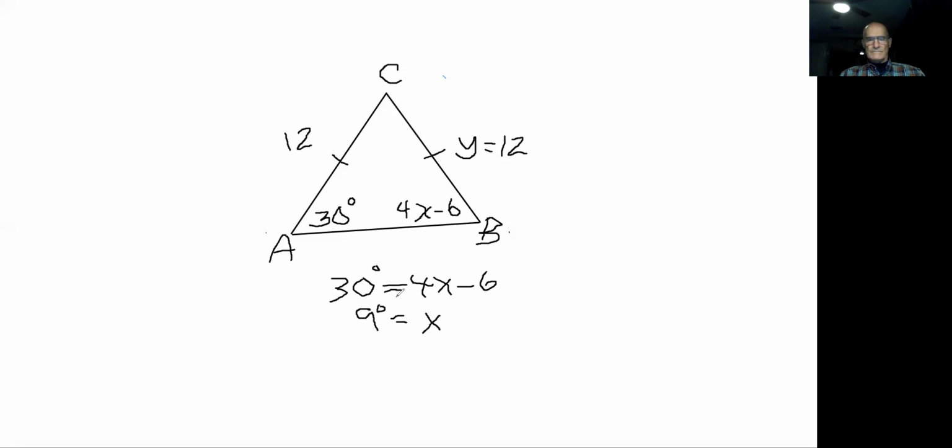Now, it's not 9 degrees. X is equal to 9, okay? Now, if I know the way the isosceles triangle works here, if this is 30, that means this is 30. So these two add to 60. So that means this top angle up here would be 120 degrees, because the three angles in the triangle have to add up to 180.